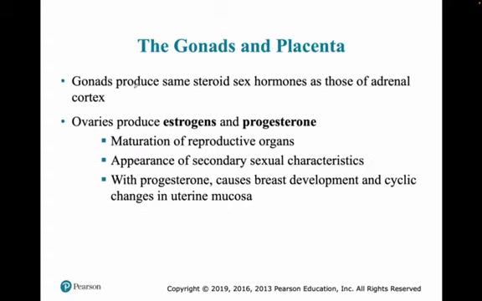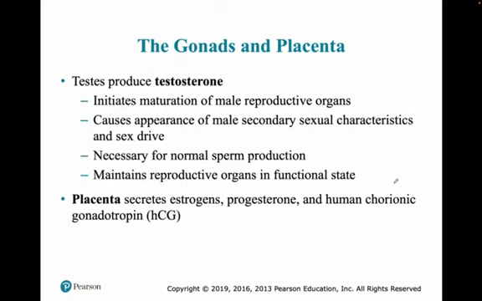The last set of endocrine organs is the gonads and the placenta. The gonads produce the same sex hormones as the adrenal gland. In females, they produce estrogen and progesterone, which help in maturation of reproductive organs and appearance of secondary sexual characteristics during puberty. Progesterone will also help in breast development and development of the uterine mucosa during menstruation.